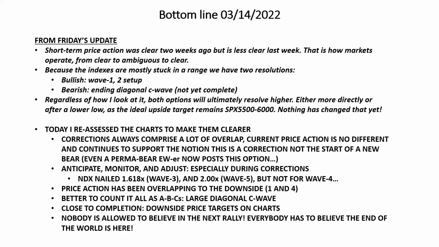Well, there we have it. The caveat was the ending diagonal C wave. Again, the price action remains overlapping, counts all better as ABCs, which is part of a diagonal. Looks like we're getting close to completion. Look for the downside targets on the charts. Remember, in my humble opinion, nobody's allowed to believe in an extra rally. Absolutely nobody. Everybody has to believe the end of the world is here.